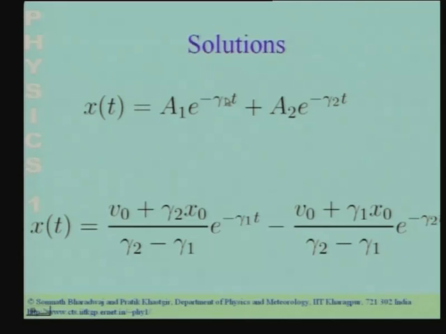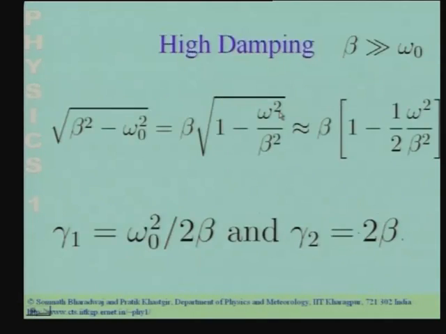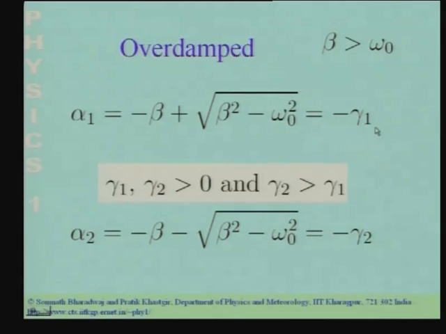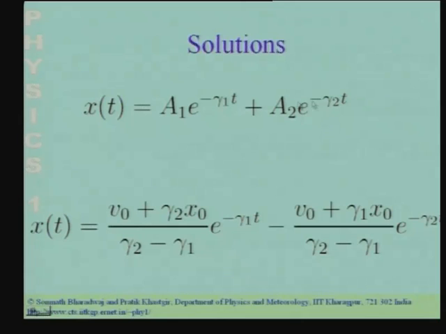So, if you ask which of these two solutions is going to decay faster, both of these solutions are obviously decaying with time, but remember that gamma 2 is more than gamma 1, and if gamma 2 is more than gamma 1, you can guess that the second solution is going to decay faster than the first one. This is a point which we shall come to later on as we go along in today's lecture.